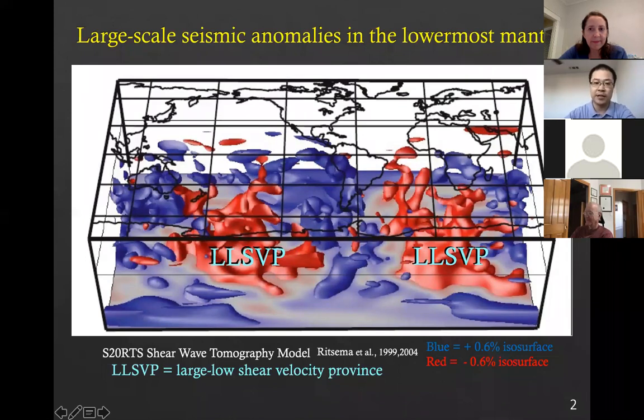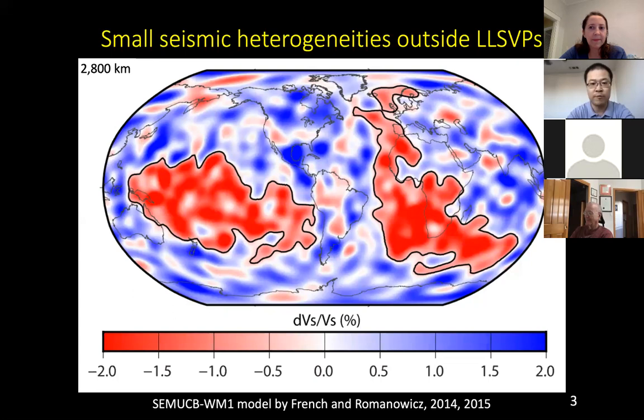This figure shows the seismic tomography model by French and Romanowicz near the core-mantle boundary at 2,800 kilometers depth. Again, red color is low and blue color is high seismic velocity. I use this black color to outline the locations of the two LSVPs. What I want to talk about is not the LSVPs, but the regions outside the LSVPs, which are interpreted to be regions with subducted slabs. One interesting feature in these regions is that you see lots of relatively small structures with low velocities as well, and they are almost everywhere. This is just one of the global seismic tomography models.